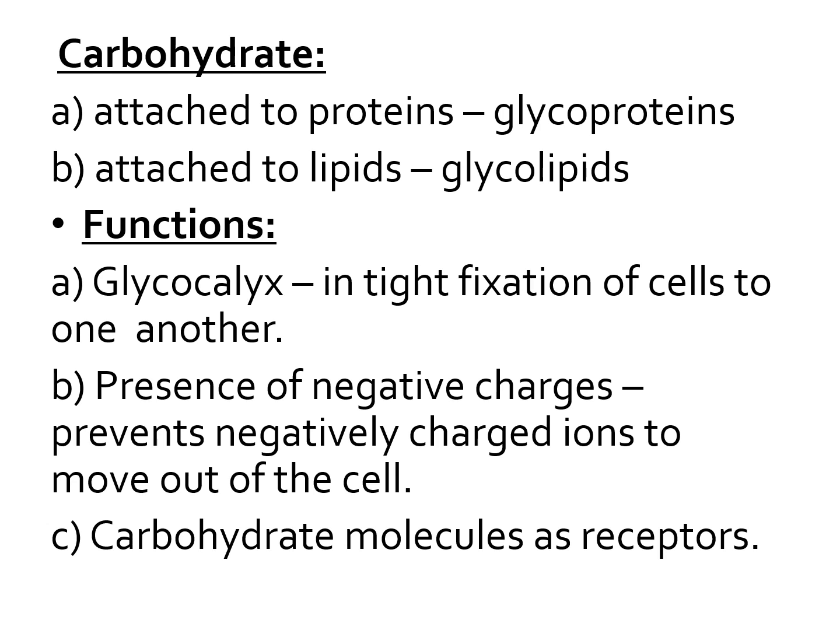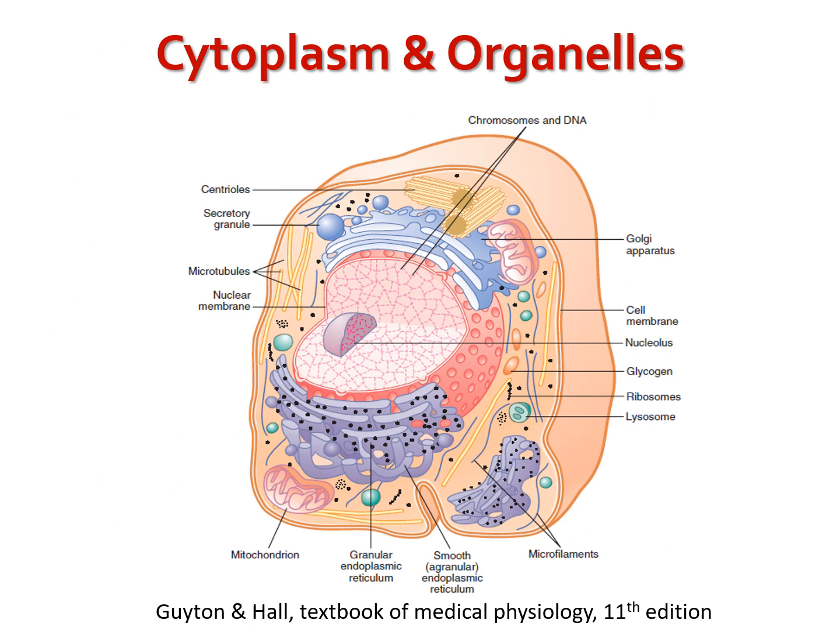So how are the carbohydrates present in the cell membrane? Carbohydrates are present by attaching with the proteins, which are called glycoproteins, or they are attached with the lipids, which are called glycolipids. The main function of carbohydrates is they form a thin membrane just below the cell membrane, which is called glycocalyx, which helps to fix the cells to one another. They also provide negativity to the cell membrane, which prevents the negatively charged molecules from moving out of the cell, and they also act as receptors. So this is about the cell membrane.